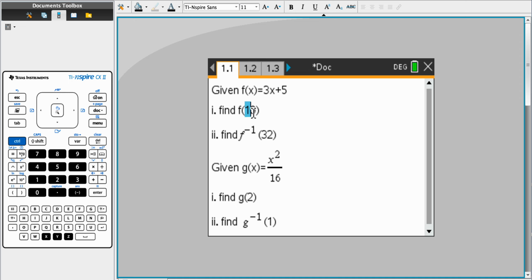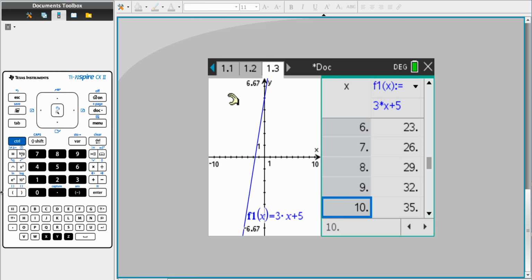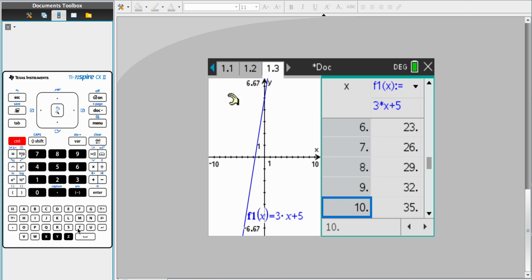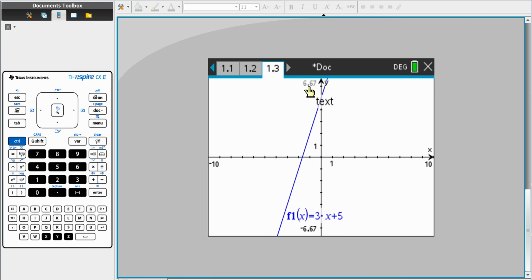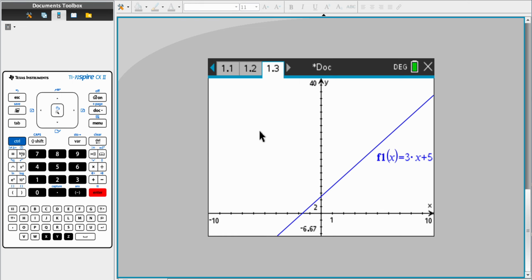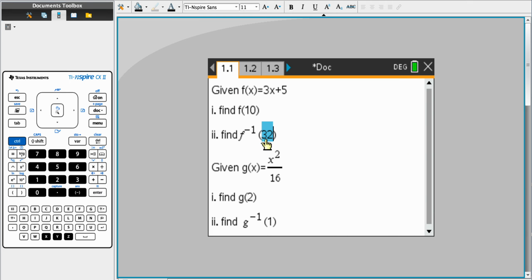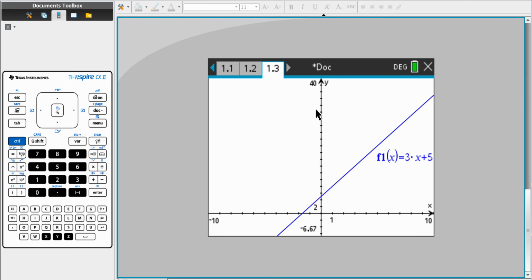So if f(10), it means x equals 10, but for the inverse, 32 here, it's not an x value, it is a y value. So y value means the y-axis. I'm going to close the table, Control T again, and it will be off for a while. And the maximum is 6.67 we have here. Double click on it, so maybe I put up to 40. Why? Because we need y = 32. So the y = 32 will be somewhere here maybe, and it will be a horizontal line.